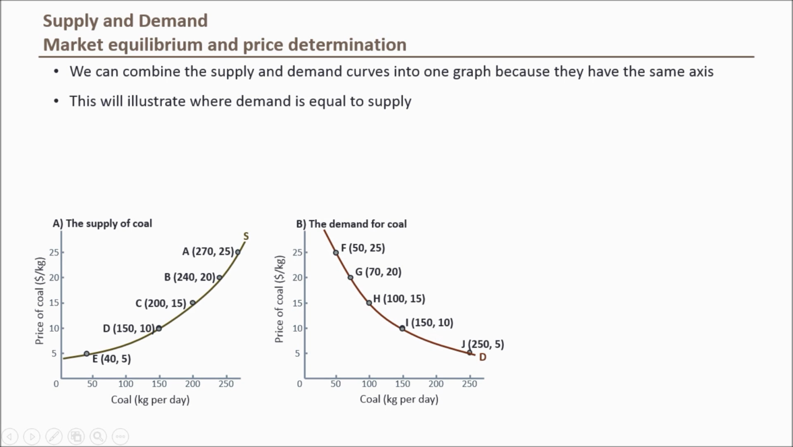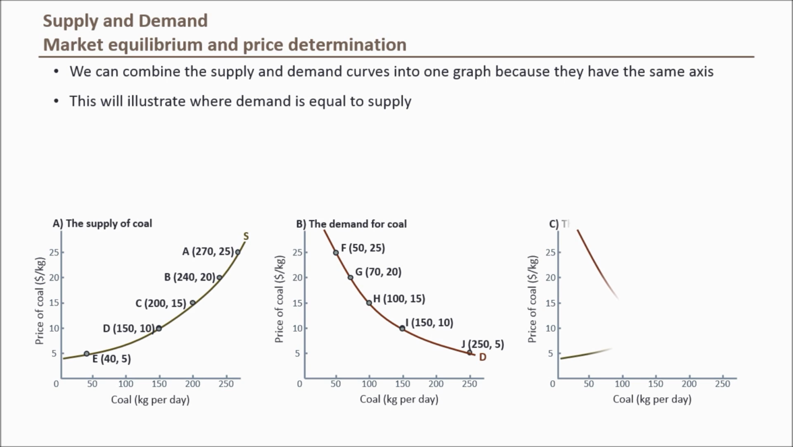As you know, both the demand graph and the supply graph have the same y-axis, which represents different market price levels. The demand and supply graphs also share the same x-axis, which represents quantity. We can therefore draw or illustrate both the supply and the demand curves on the same set of axes. Figure C illustrates both the demand and supply curves on these same set of axes. This graph now represents the coal industry for this particular market.